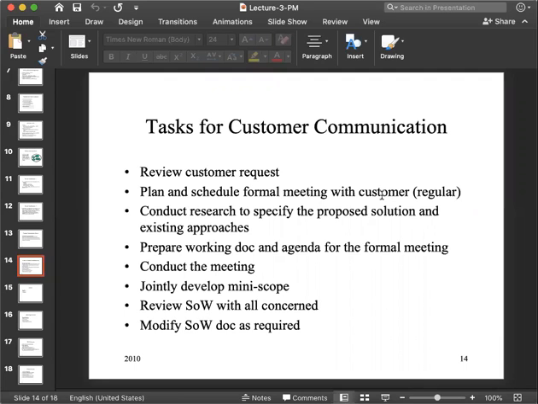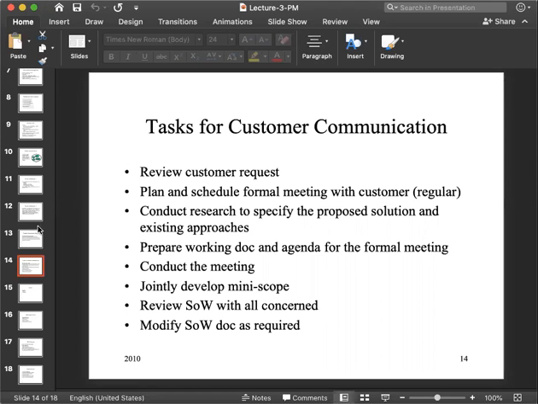This is not only for the software team. When we hold any formal meeting, there must be an agenda and documentation. Then conduct the meeting, then jointly develop a mini scope. If you want to do any scope development, you can. Review the SOW and modify the SOW. This is your thing. So these are the tasks which happen in between the construction of the product or after finishing any product.